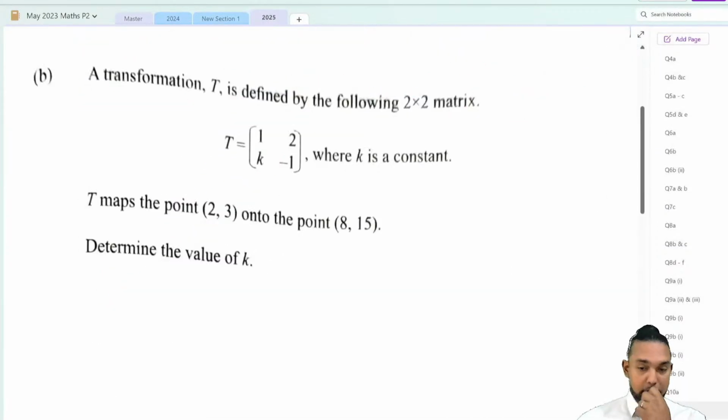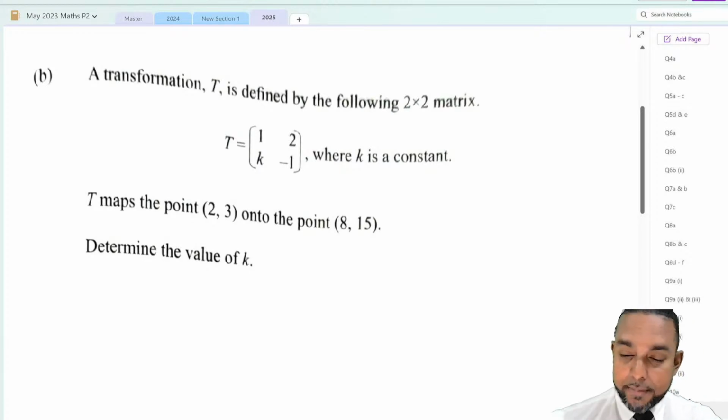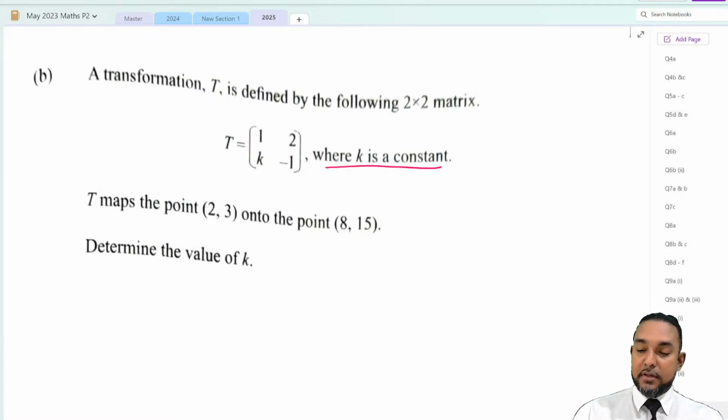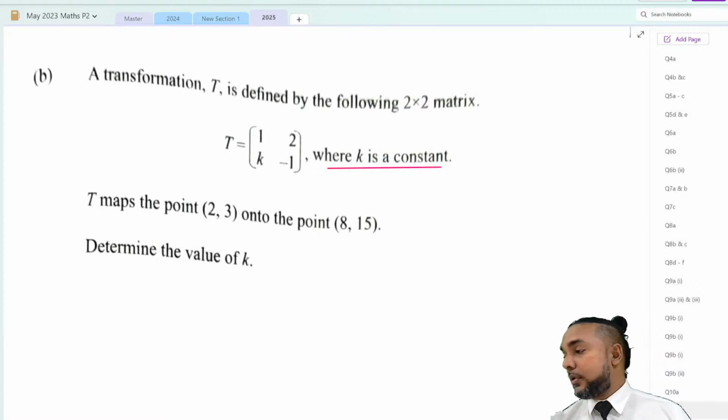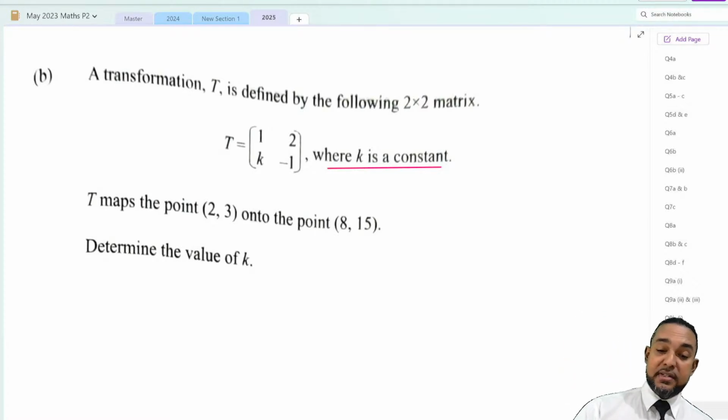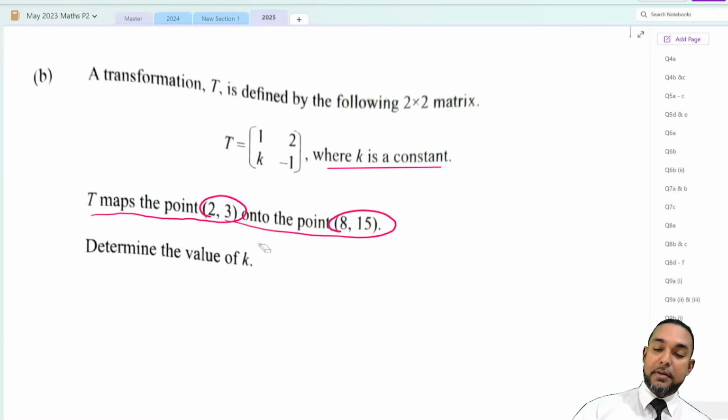Okay. So a transformation T is defined by the following 2 by 2 matrix. So T is 1, 2, and then K, minus 1, where K is a constant, but it's an unknown value. So most likely they're going to ask us to find that value. Now it says T maps 2, 3 onto the point 8, 5, 0. Now what does that mean?